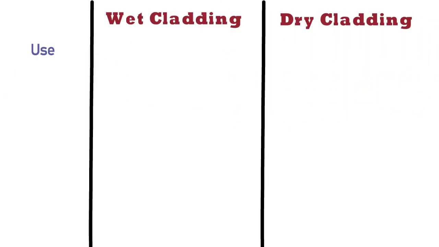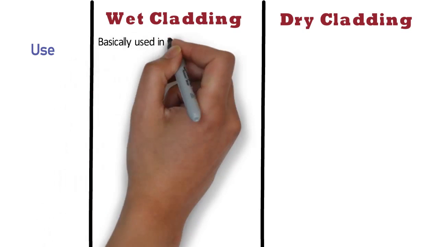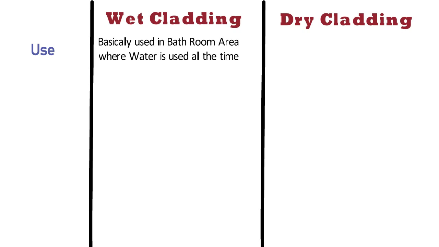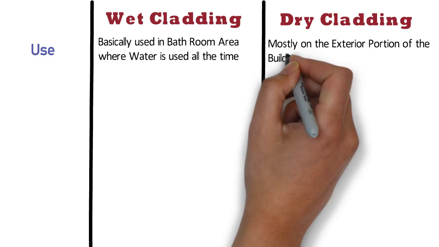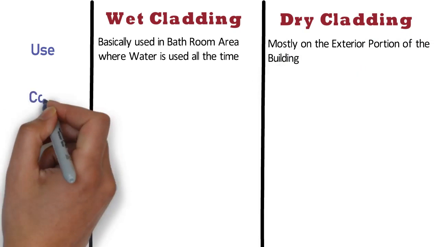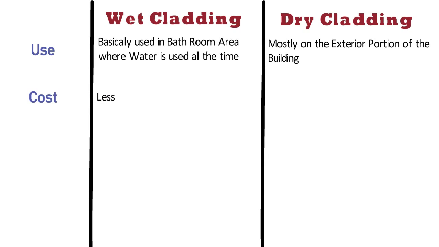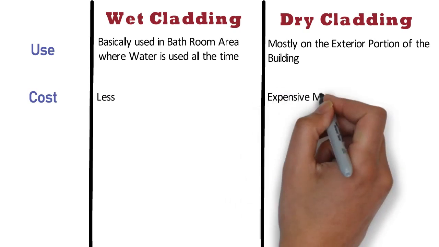Use. Wet wall cladding is basically used in bathroom areas where water is used all the time. Whereas dry stone cladding can be used mostly on the exterior portion of the building. Cost. The cost of wet cladding is less as compared to dry cladding, whereas dry cladding is an expensive method.